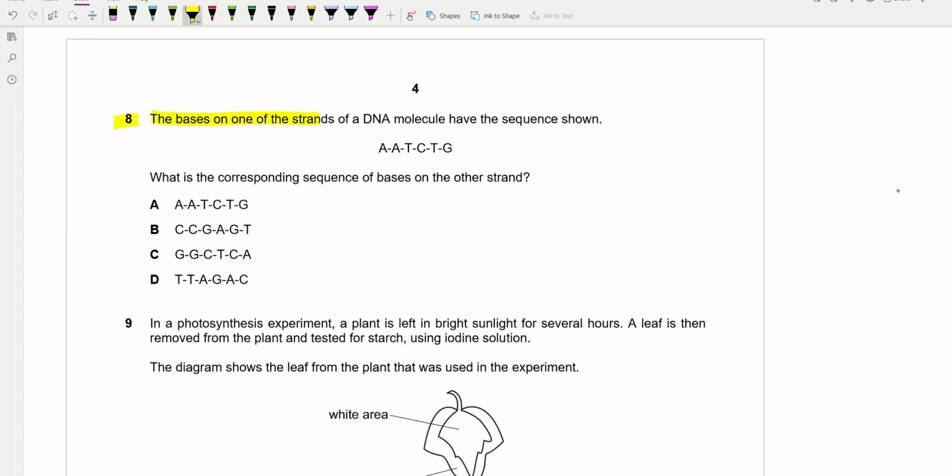Question number 8. The bases on one of the strands of the DNA molecule have the sequence shown, AATCTG. What is the corresponding sequence of the bases on the other strand? So the corresponding would be T, T, A, G, A, C. The correct option would be option D.